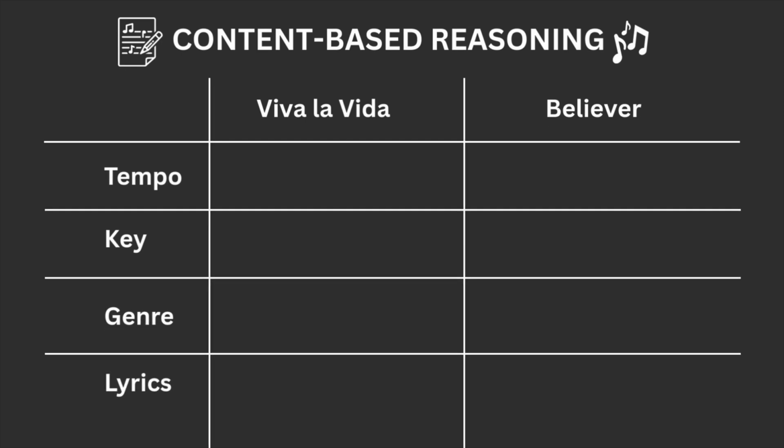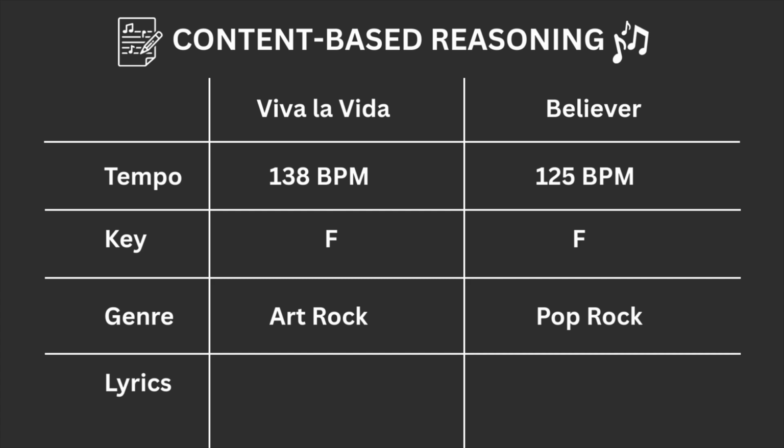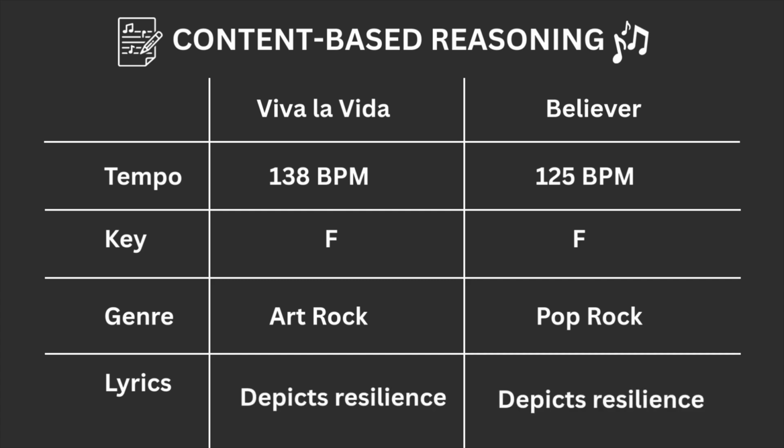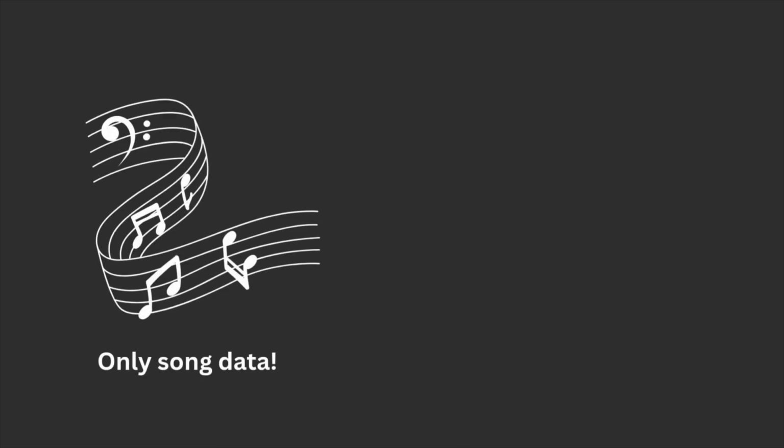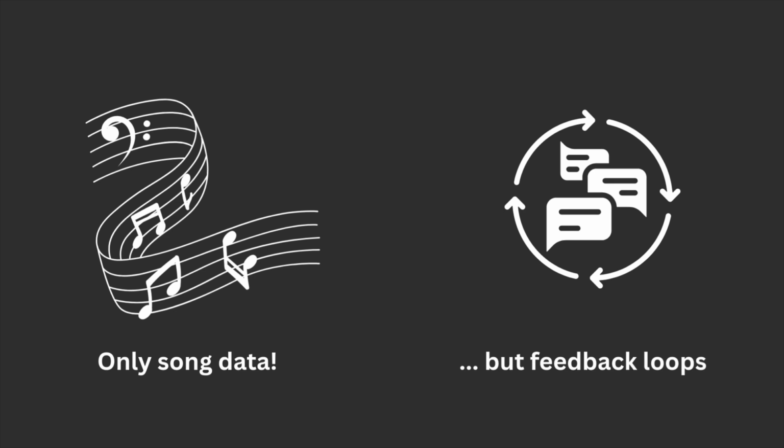Starting with content based reasoning, Spotify analyzes the musical features of the music you listen to. For example, it takes into account the tempo, key, genre, and even uses natural language processing on lyrics. Spotify connects the dots. These two feel the same. The cool part, it doesn't need to know you. It just needs the song. So it works even when you're a brand new user. The downside, it can get stuck on feedback loops. Like you listen to one Ed Sheeran song and suddenly enjoy 10 years of wedding music.